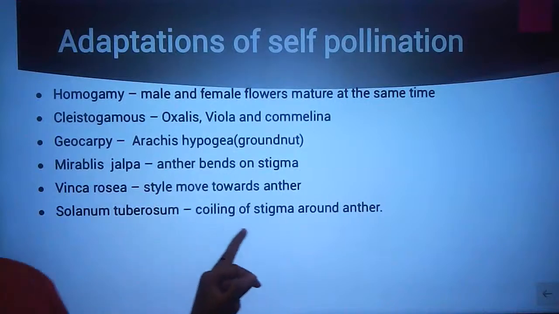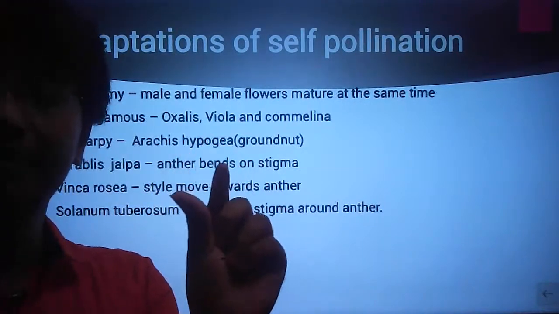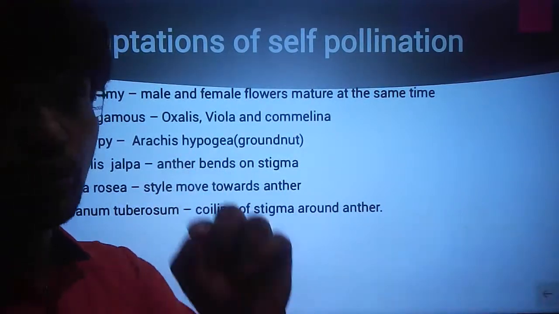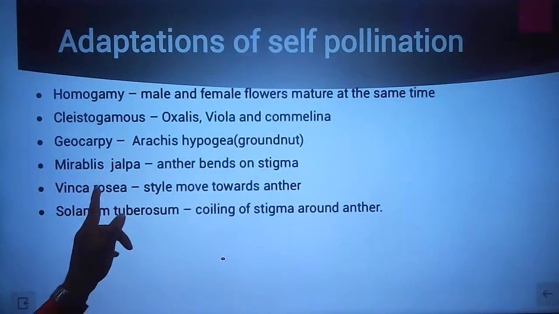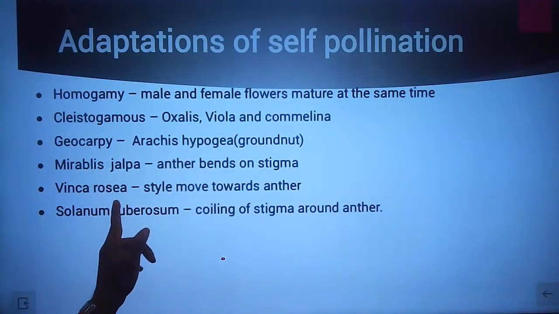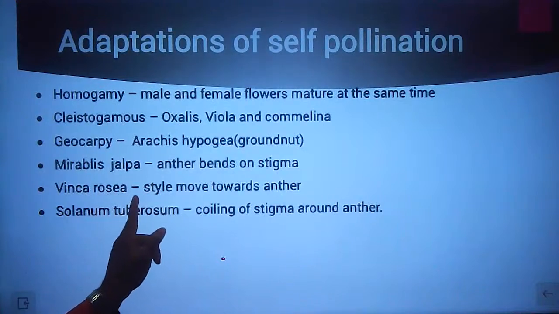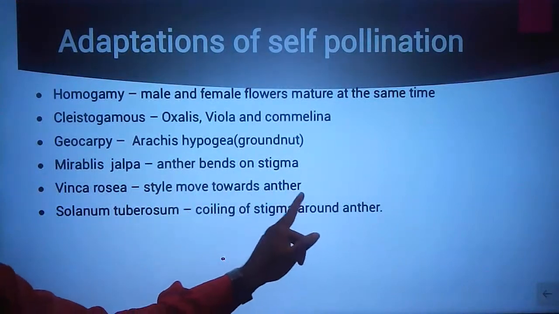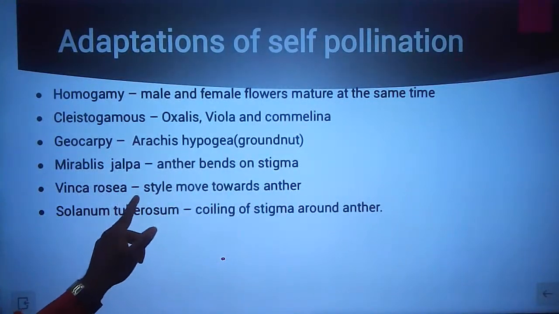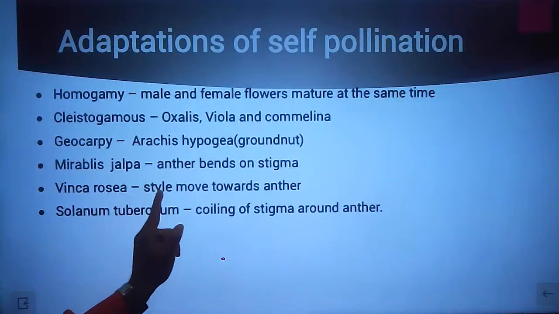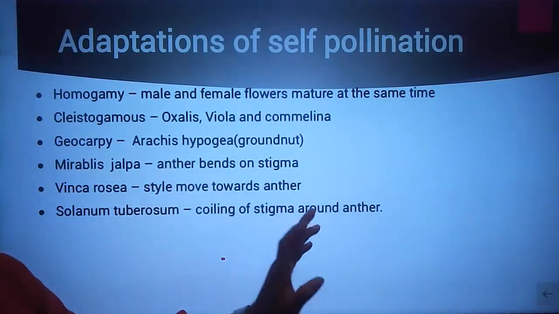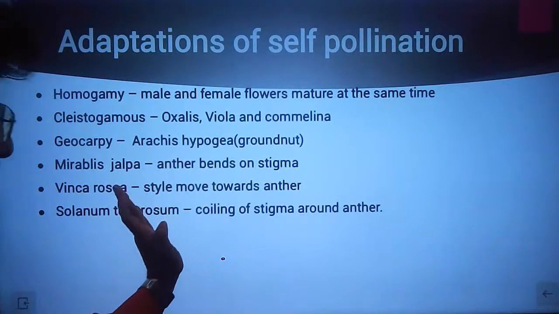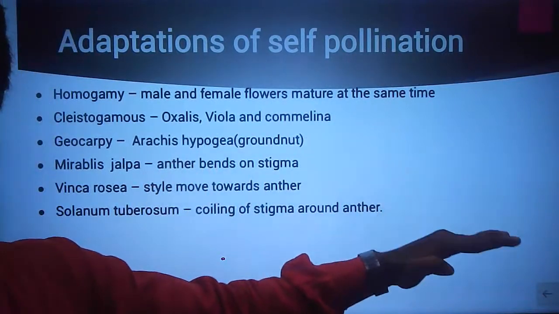Then you could see Vinca rosea. You would have seen the pink color flowers on the roadsides and the white flowers. You would have seen this Vinca rosea, right? You would have done the practicals also with this, the pollen tube germination, with Vinca rosea, where the style moved towards the anther. So what is happening in this case? In Vinca rosea, the style is moving towards the anther. Here, the male is not doing anything, but the female part is moving towards the anther, right?